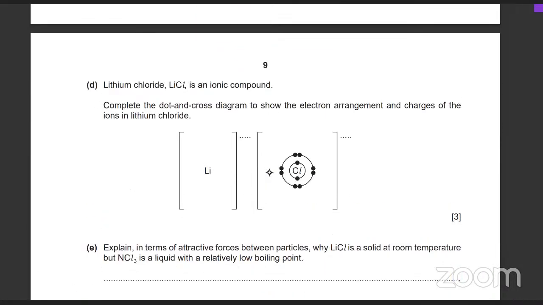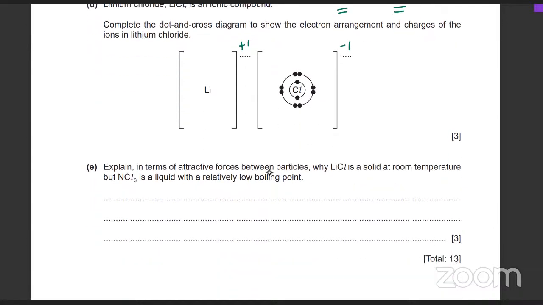Lithium chloride: lithium is group 1, so that's +1, and Cl is -1 because it's group 7. Metal and non-metal would form an ionic compound. Explain in terms of attractive forces between particles why LiCl is a solid. Ionic compounds always have high melting and boiling points because they are very strongly attracted to each other, and they form a giant lattice. It's not just one Li, one Cl. There's going to be a lot of Cl ions and a lot of Li+ ions.